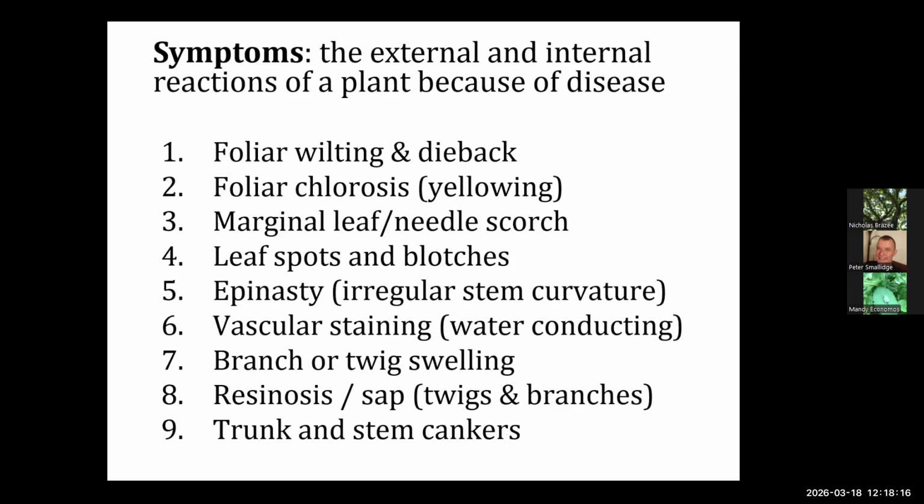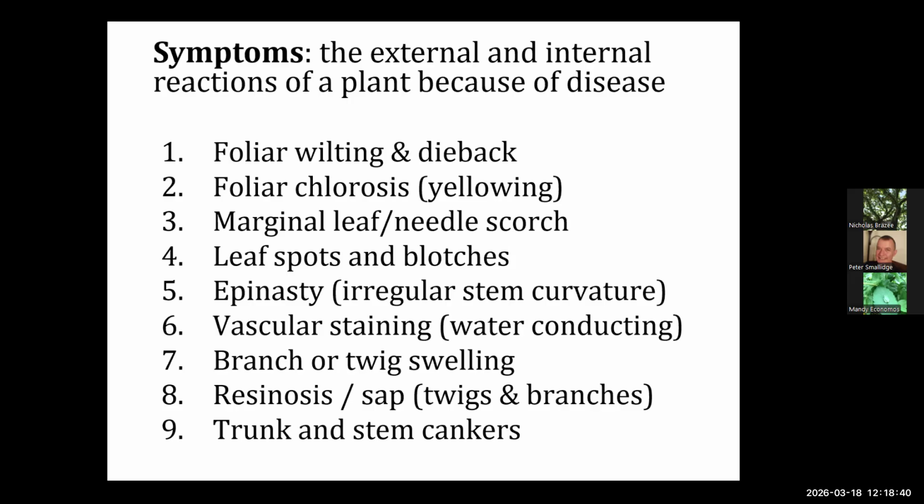And there's a range of different symptoms that we can see on trees and shrubs, and that might be foliar wilting and dieback, chlorosis, which is yellowing of the leaves, a marginal leaf or needle scorch, leaf spots and blotches. We may see a more rare symptom as epinasty and irregular curvature of the stems, staining of the vascular tissue, like with Dutch elm disease.